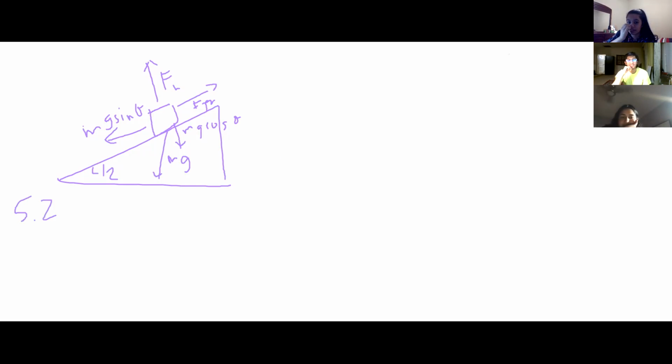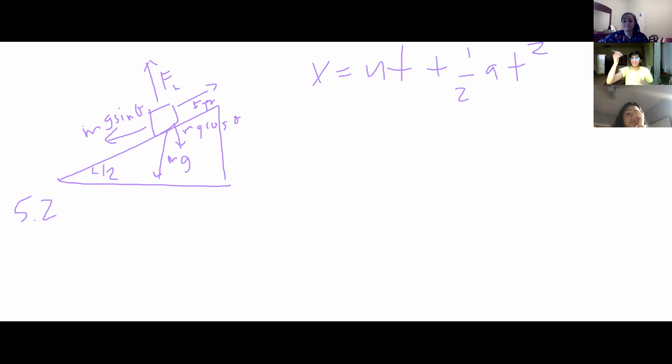Okay, so 5.2. If she starts from rest, how long is the slide if it takes 4 seconds to slide down? So we can use x equals ut plus 1/2 at squared. In this case, are we assuming that it's positive? Well, x is in the direction that you've made positive, right? So we've decided that this is positive. Unless you wanted to say this is positive, in which case your 5.2 would be negative. It just depends how you want to look at it.